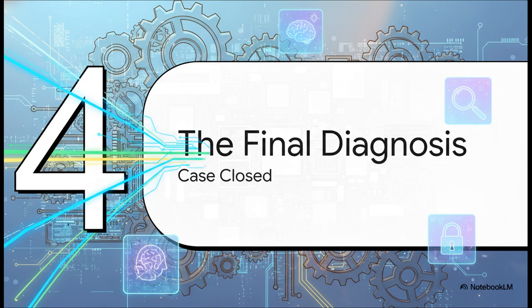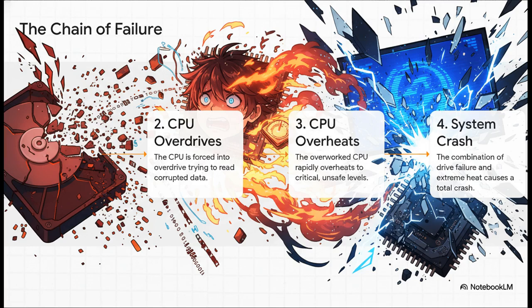Okay, so with all of this evidence finally gathered, we can piece together the entire chain of events and deliver our final diagnosis. Case closed. So here's exactly what was happening, the whole chain of failure. It all started with that failing storage drive. The computer was desperately trying and failing over and over again to read corrupted data. This forced the processor, the CPU, into this frantic, non-stop loop, which generated an absolutely insane amount of heat. And finally, that 1-2 punch of the drive failing and the CPU cooking itself led to a total system meltdown and our blue screen of death.